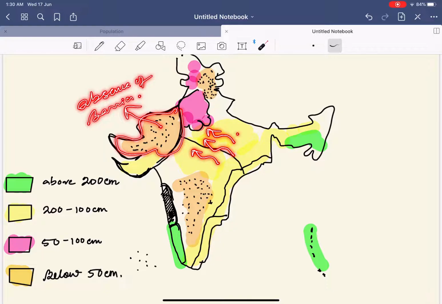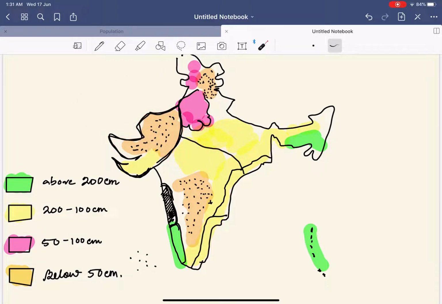I hope you understand that when the southwest monsoon travels over here, there is no barrier which restricts the southwest monsoon, or we can say no barrier to restrict the Bay of Bengal branch, or no barrier to restrict your Arabian Sea branch. Hence, what happens is that this part receives even less than 50 centimeter of rainfall.